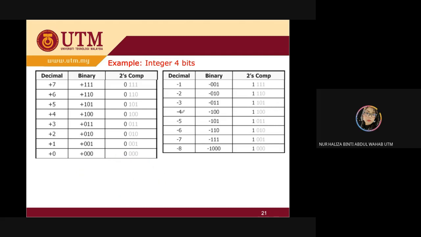And 5, you can see it's similar also. You have 0, 1, 0, 1. Okay, this is our 5, and because this is negative, we will apply the first complement. We change this to be 1, 0, 1, 0. This is our first complement for negative 5. And for second complement, we add with 1. That's why our second complement will be 1, 0, 1, 1, because we add with 1.